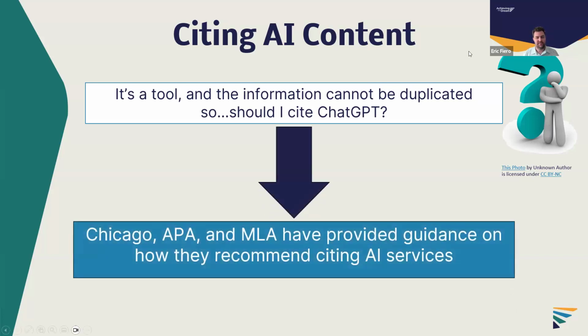Now, what has happened is Chicago, APA, and MLA have all provided guidance on how they recommend citing AI services. This took some time, and they are still constantly changing. Between February, when I first started looking into citation deeply, and two days ago when I was working on these slides, APA changed their recommendations and also created a new set of guidelines specifically for scholarly publications. So there are constantly evolving elements to this citation conversation.